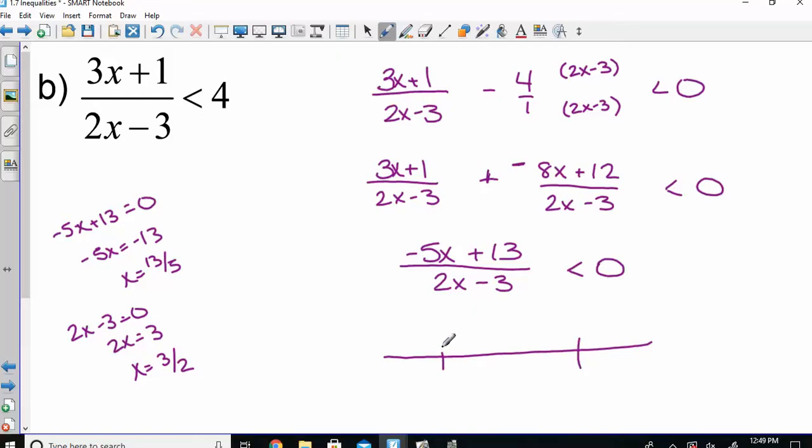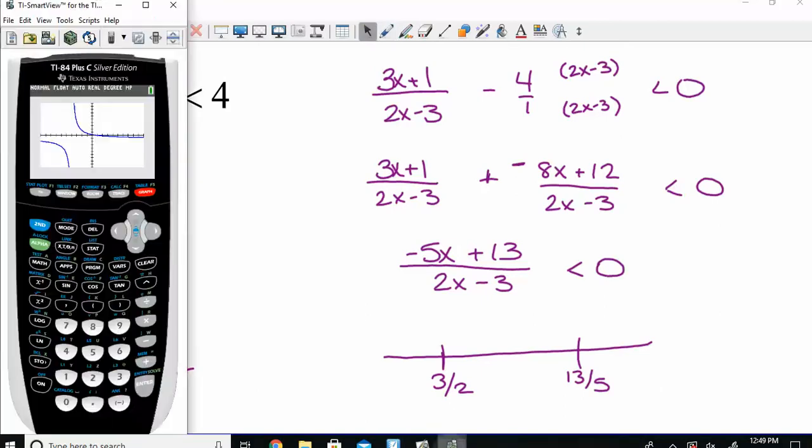So I get 13 fifths and 3 halves. Which one is smaller? 3 halves. That's like a 1.5. 13 fifths is 2.6. Okay. So now you can use the calculator or plugging in points. If I wanted to look at the calculator, go to your y equals. Make sure you do parentheses around the top and bottom.